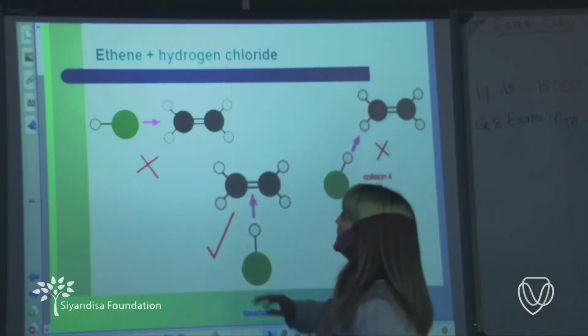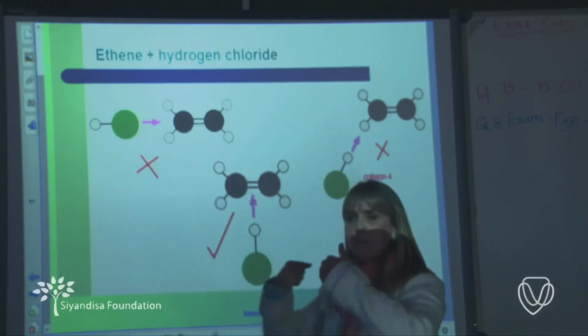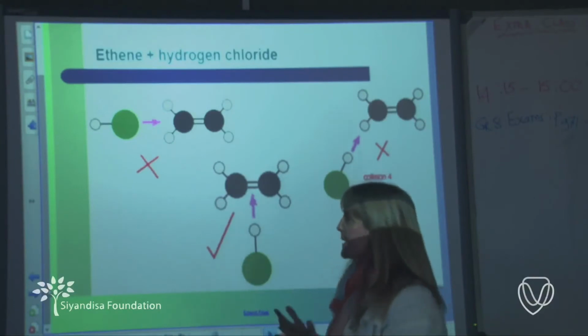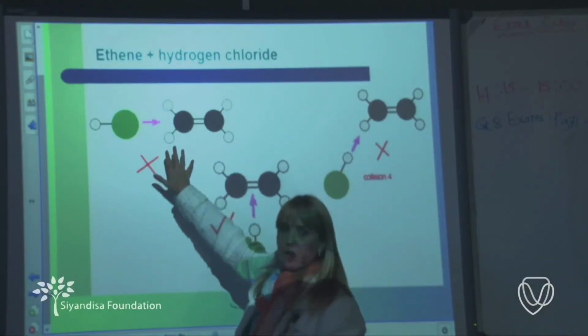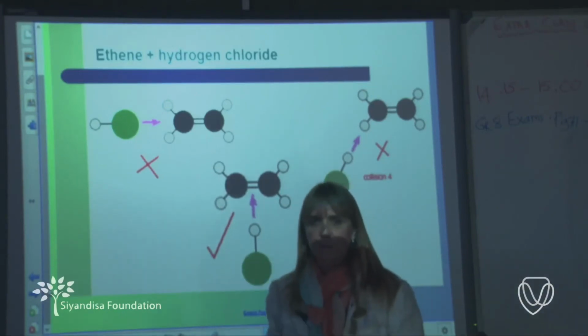ethene. Now, in the first example, the chlorine collides with the carbon atom, and they simply bounce off. Why does a chemical reaction not occur in this example? Because for a chemical reaction to occur, existing bonds need to be broken.